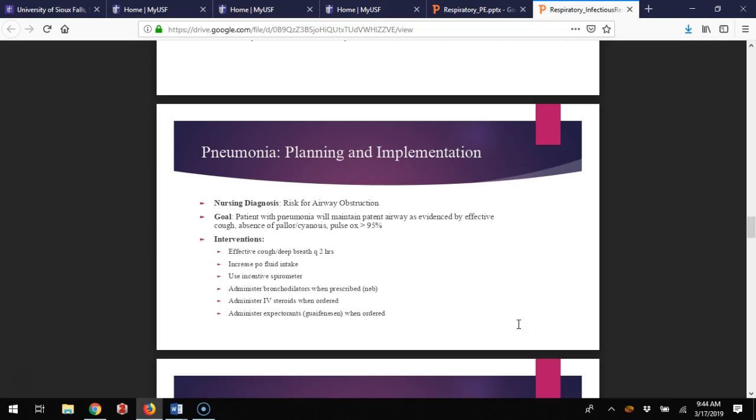Increase PO fluid intake to make sure that they stay hydrated. We're going to use bronchodilators sometimes. I've seen some contraindications on this, saying that if you open up those bronchioles, then the pneumonia can seed deeper into the lungs. So be careful with that one a little bit. If they've got lots of wheezing, a bronchodilator may be prescribed, but it's not going to be prescribed in all people with pneumonia. IV steroids can be ordered just to decrease any inflammation in the lungs. And of course, if it's a bacterial, we're going to talk about antibiotics, and then we can talk about expectorants, helping them to rid the secretions out of their lungs.